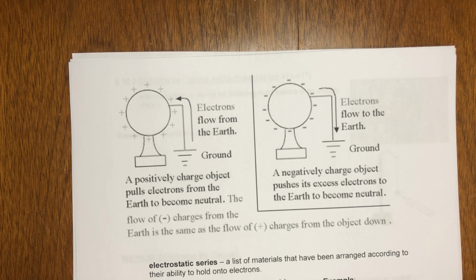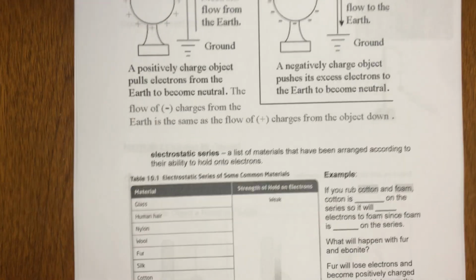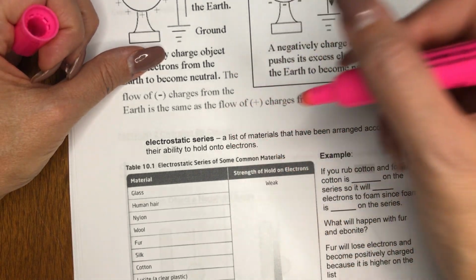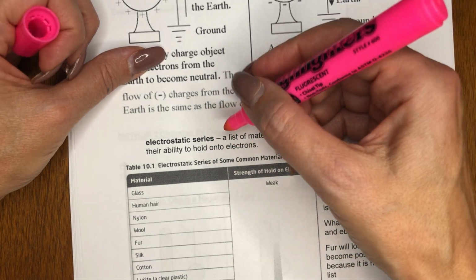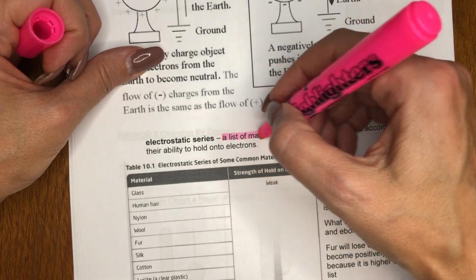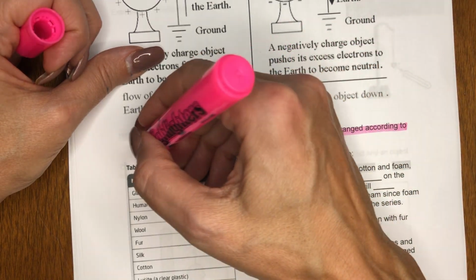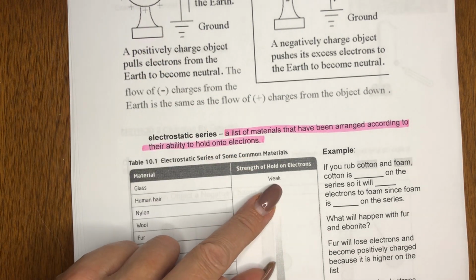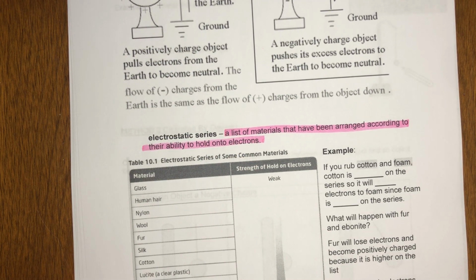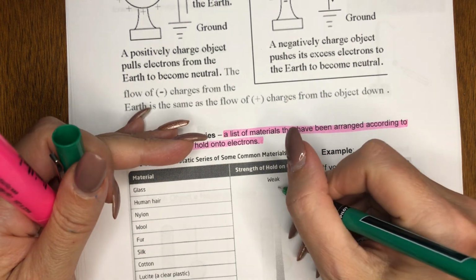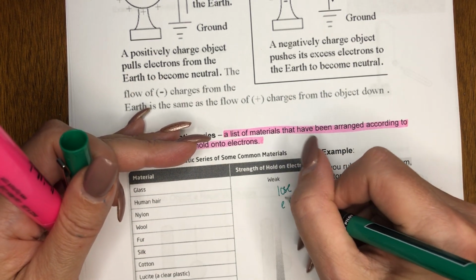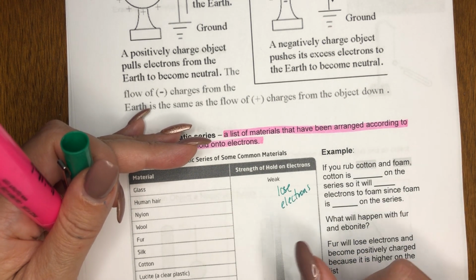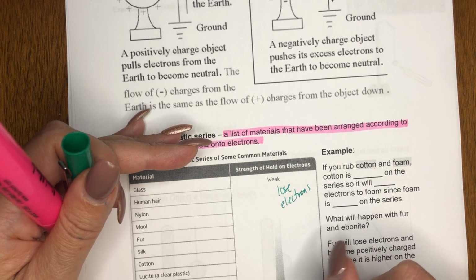So how do we determine with charging by friction where the electrons will go? Well, we have a list of materials called the electrostatic series. And this is a list of materials that have been arranged according to their ability to hold on to electrons. So the materials at the top have a weak hold on electrons, so they would lose electrons. And at the bottom, they would gain electrons because they have a strong hold.